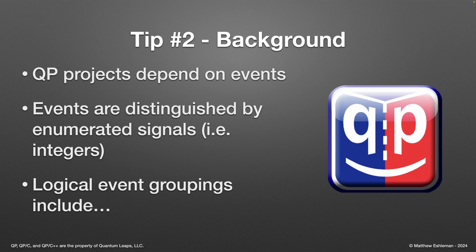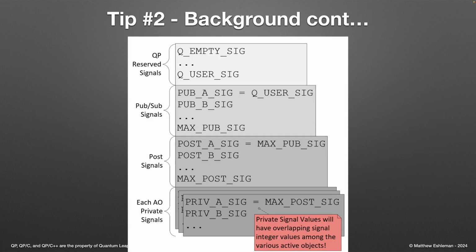What you'll find when you get into QP, and this sometimes trips people up, which is why it's a tip, is that it's going to seem like a kind of trivial tip by the time we're done, but I've seen this cause confusion on multiple projects. So a little more background though. What we end up with in a typical project is these kind of logical groupings of signals. QP obviously has some reserved signals, and these are terminated with Q_USER_SIG, and that's where your project's signals start.